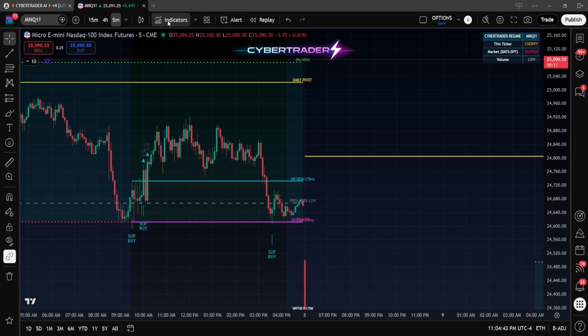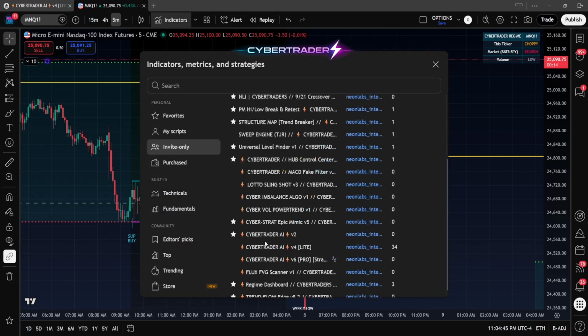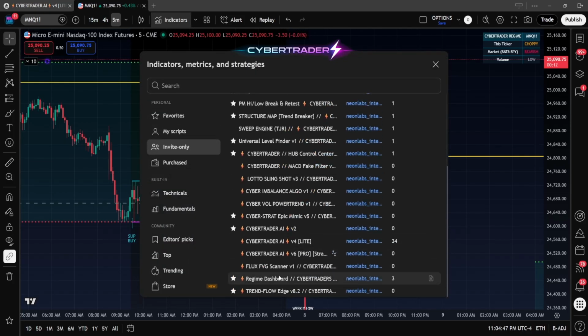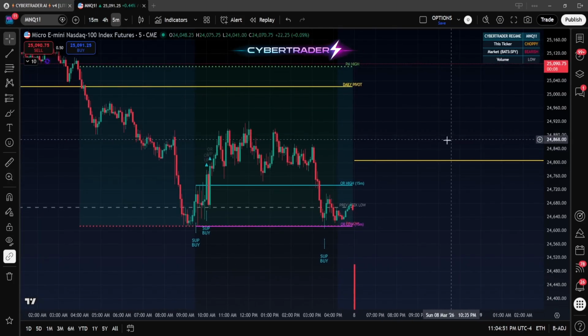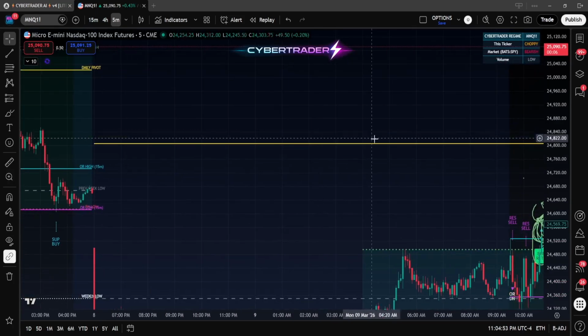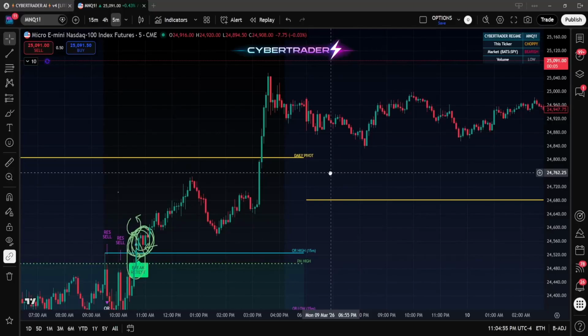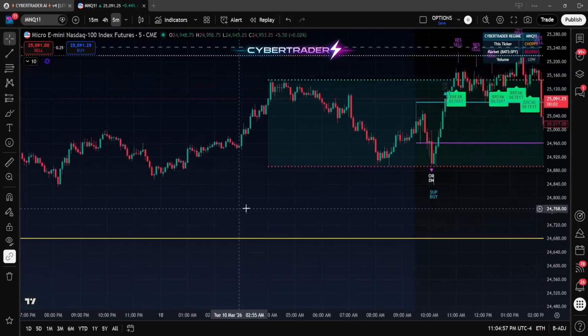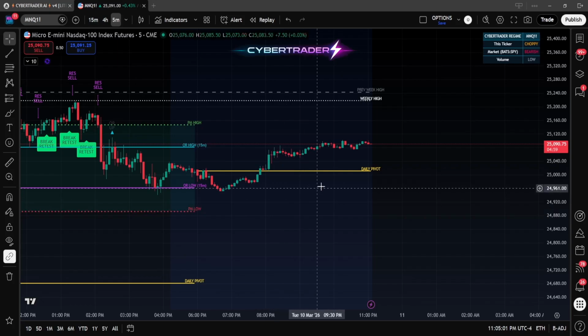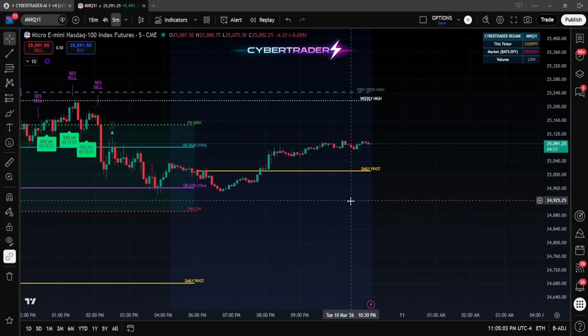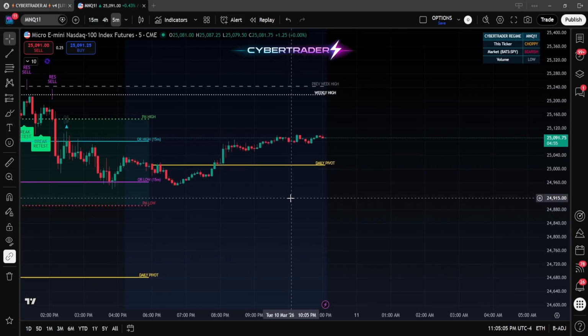The regime detector helps you judge whether the market is behaving in a more trending way or a more choppy way. So instead of guessing what kind of day it is, you can match the setup to the environment. This strategy works best as an intraday framework, especially on lower execution time frames like the 1 minute, 3 minute, and 5 minute charts, where session structure is easiest to read.